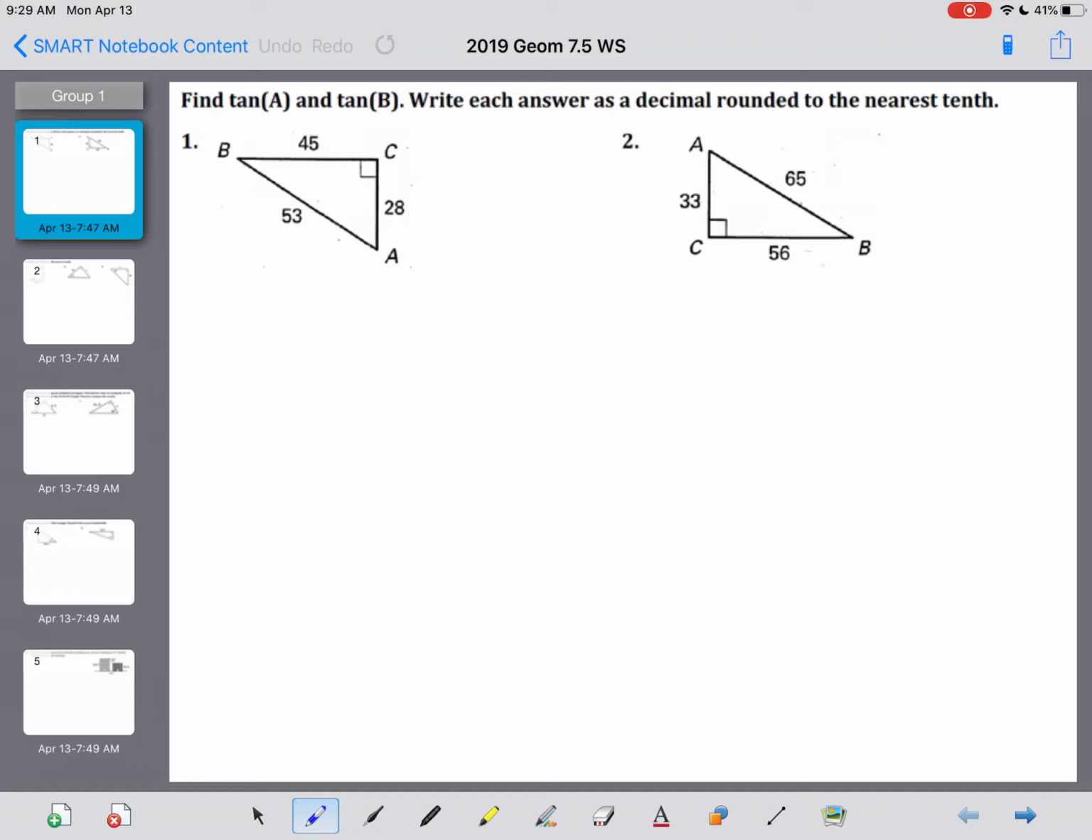Hello, we're going to go through the 7.5 worksheet here. Solution. So after you've worked on your worksheet, this is how you can check it here.